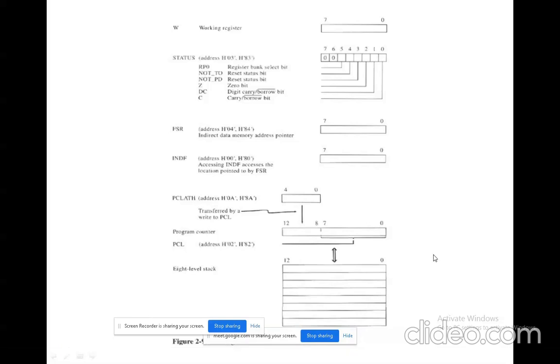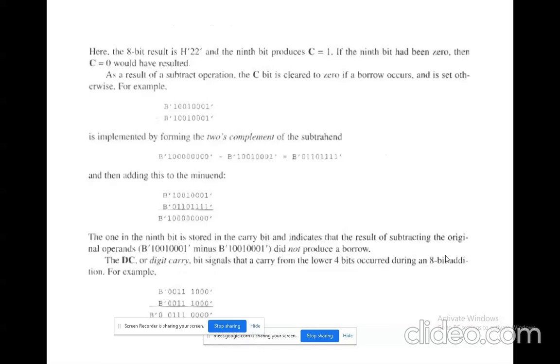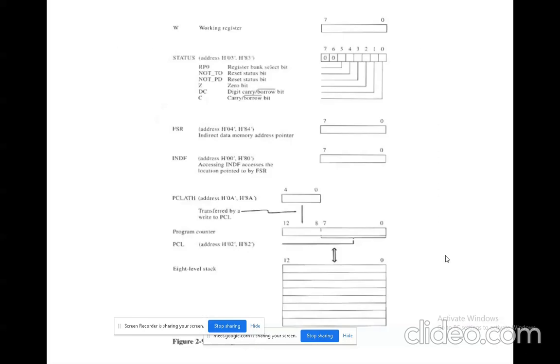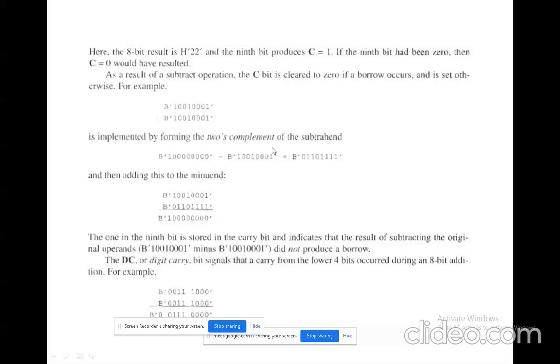So these are the CPU registers: status register, working register, FSR, indirect FSR, and then PC latch higher byte, PC lower byte, and stack memory. All of this will be coming under CPU registers. So the explanation of how the carry bit, that is the digital carry bit, occurs is given in the next slide. Okay, I will explain it.